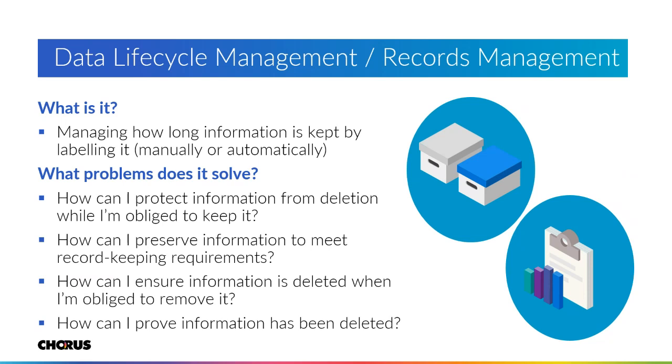So it's information in SharePoint, in Teams, in OneDrive for Business, and your emails in Exchange. It's all about managing how long information is kept, and we do that by labeling it either manually or automatically. And this solves a few different problems. One is, how can you protect information from deletion while you're obliged to keep it? Another might be how you preserve information to meet specific record keeping requirements. Conversely, it could be about how you ensure information is deleted when you're obliged to remove it. And building on that is, how can you prove information has been deleted? So in some industries, you are required to retain proof of deletion for certain types of sensitive information.